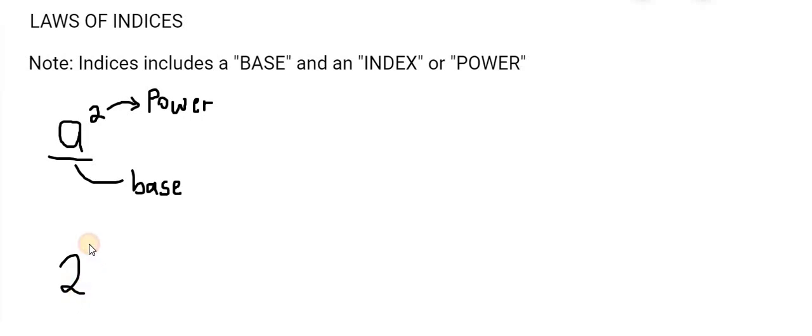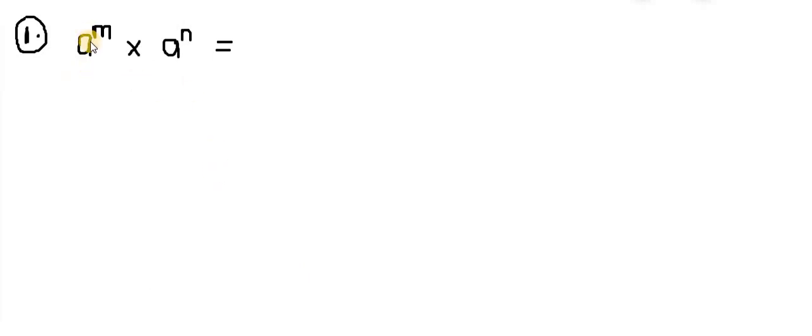Same thing if we have 2 to the power of 3, what's carrying it is the base, and that's the power, or some people call it index. So we're going to go into the laws of indices that are relevant at this stage. Now, we have a to the power of m times a to the power of n. This rule of indices states if the base is the same, we just take one and then we add the powers. So that's a to the power of m plus n.